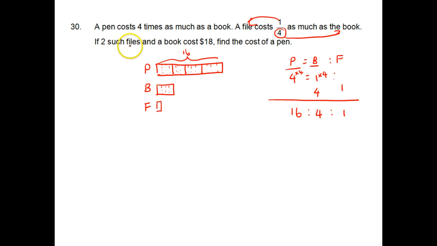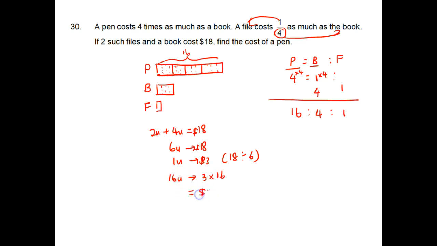2 such files and a book cost $18. So I have 2 files, so 2 units plus a book, which is 4 units, is $18. So 6 units is my $18. Therefore 1 unit is $3. 18 divided by 6, which is $3. Find the cost of the pen. The pen is 16 units. So 3 times 16, the answer is $48.